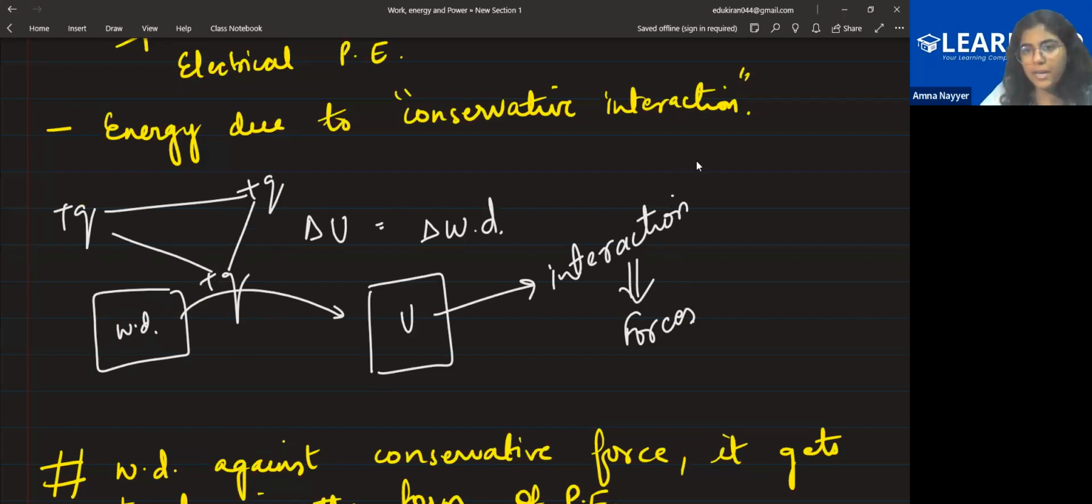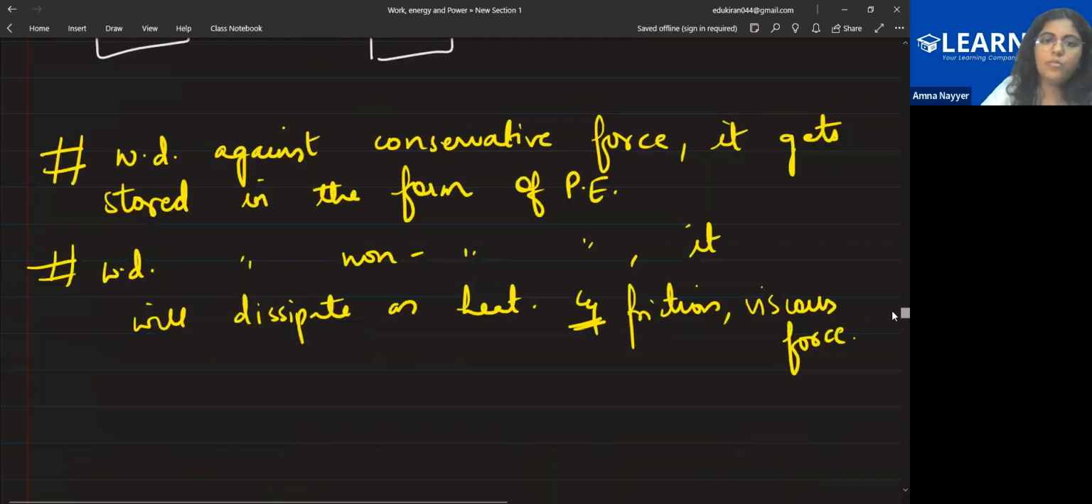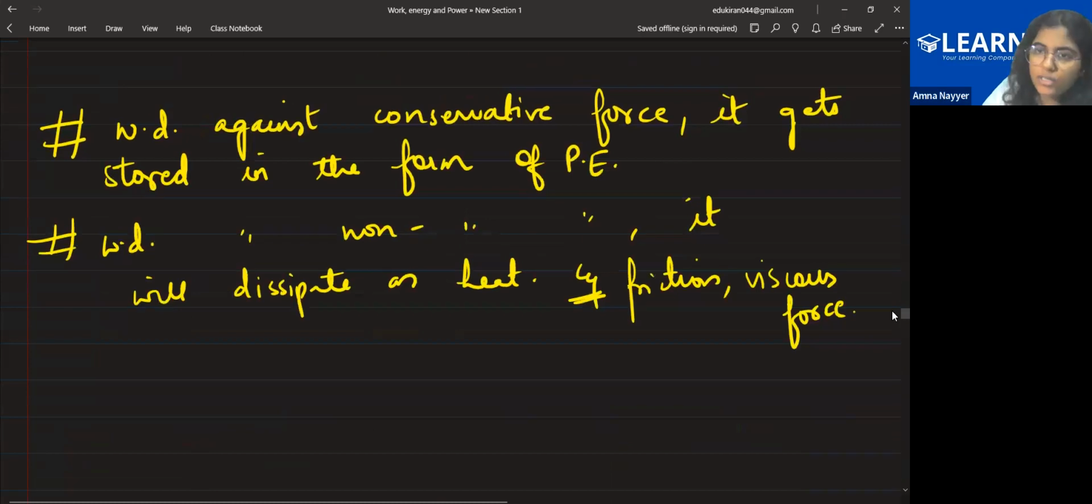Two masses are present. They'll have potential energy among each other. Suppose one more mass is there, so one more potential energy like this. So this is the whole concept of potential energy. Now work done against a conservative force gets stored in the form of potential energy.